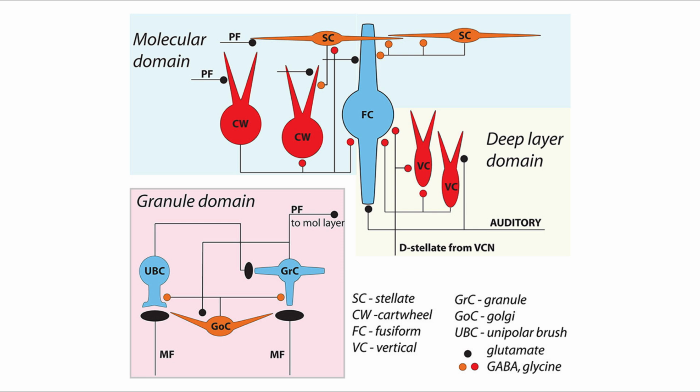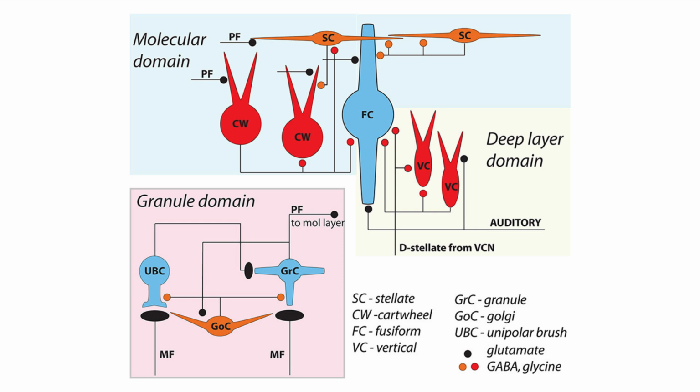Now again, on the parallel fibers, if you remember what I just said, they are the ascending axons of granule cells, and they fan out here. So they make the excitatory, or the black dot, synapses onto the dendrites of several cell types in the molecular layer, including the cartwheel cells, the fusiform cells, and the stellate cells.